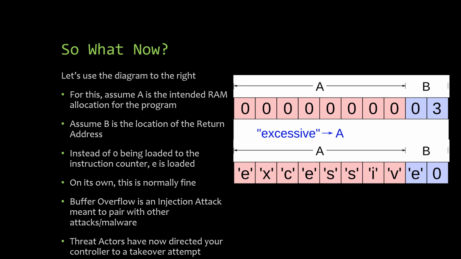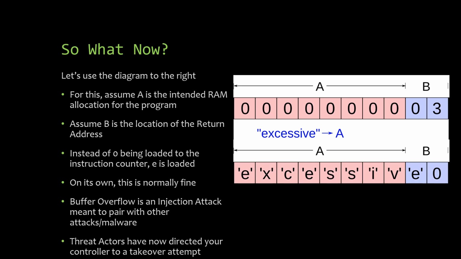So why does that matter? Well, let's use the diagram here, and for this we'll assume A is the intended RAM allocation for the program and B is the location of the return address. Now they're adjacent to each other, so when that overflow happened, it overwrote B, it overwrote that return address. So instead of 0 being loaded into the instruction counter saying, hey, go back to whatever you were doing, it loads E into the counter.